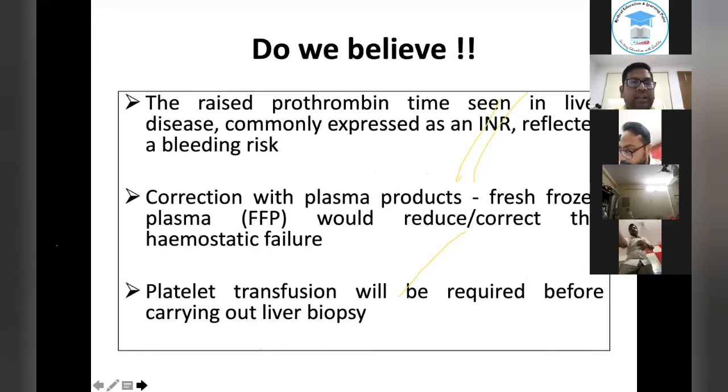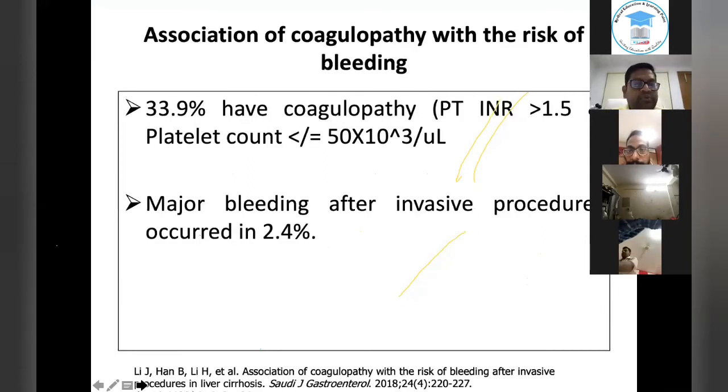So what do we believe? That a raised prothrombin time seen in liver disease, commonly expressed as INR, reflects a bleeding risk and needs to be corrected with plasma products. Platelet transfusion is required if thrombocytopenia is there to do a liver biopsy. But studies have shown only 33.9% have coagulopathy, and major bleeding after an invasive procedure in liver disease happens only in 2.4%.